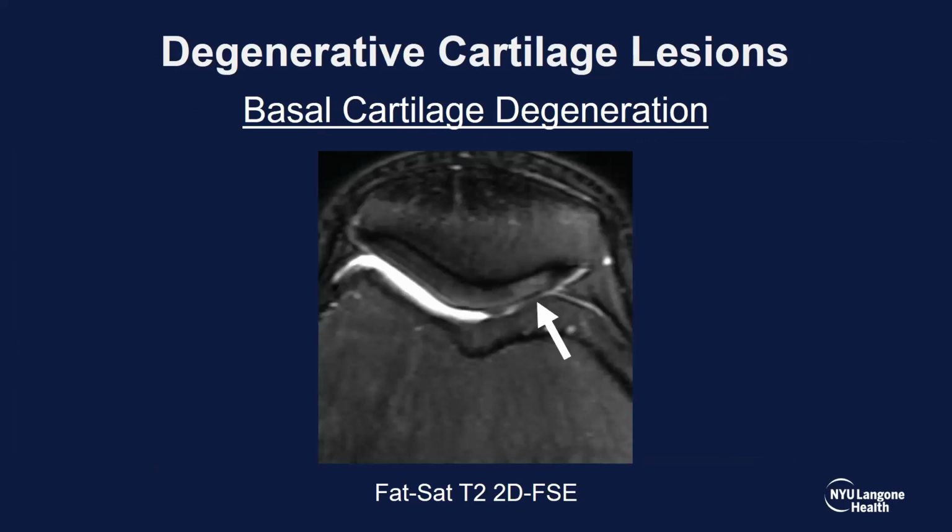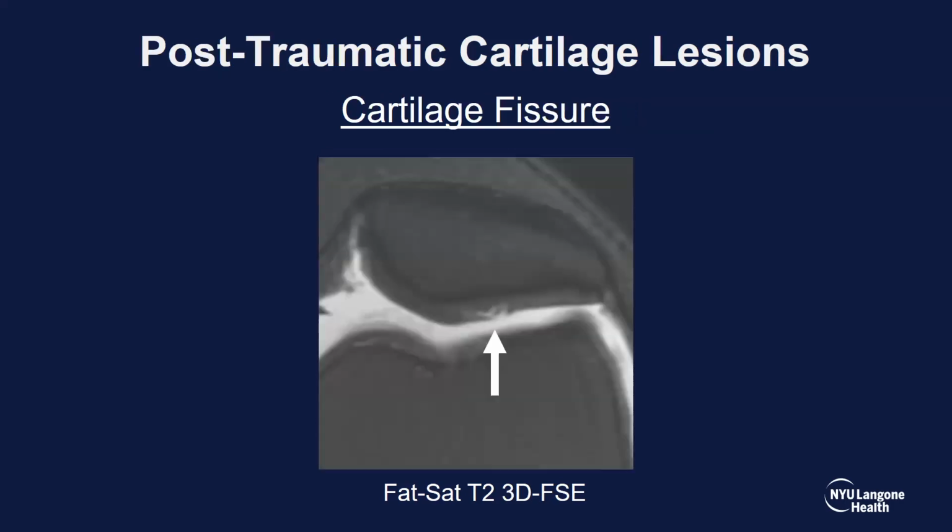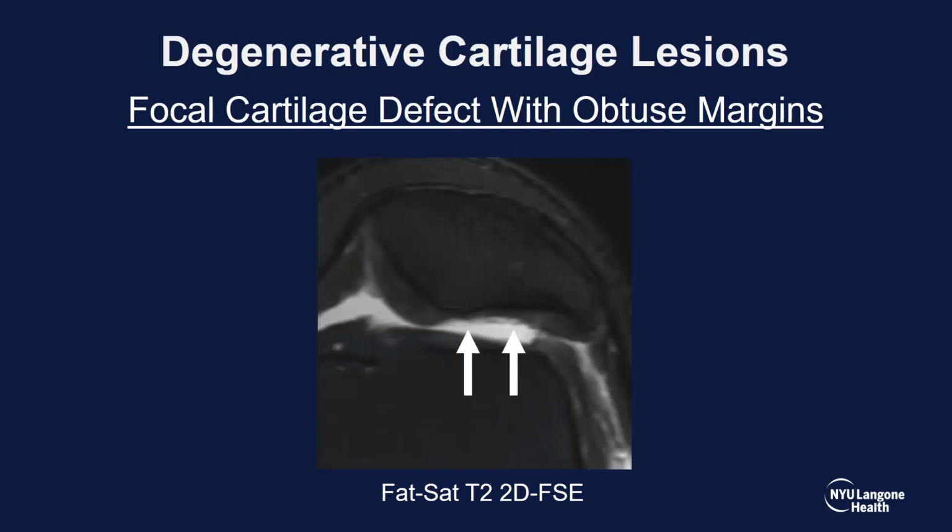Degenerative cartilage lesions include basal cartilage degeneration, in which the superficial articular surface remains intact, but there is degeneration of the underlying transitional and deep zones of cartilage, which is manifested on MRI as focal areas of increased signal intensity on T2 weighted images. Other forms of degenerative cartilage lesions include cartilage fibrillation, consisting of irregularity of the articular surface, cartilage fissuring, and focal cartilage defects with obtuse margins.